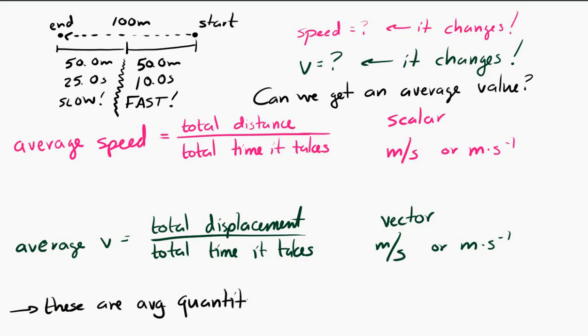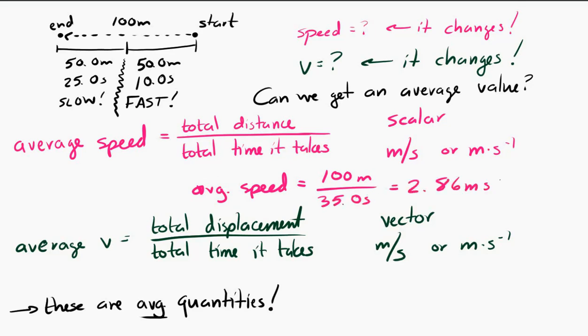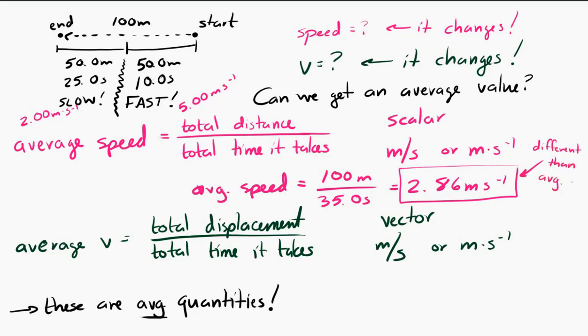So if we were to calculate the average speed for this situation, well, the total distance that was traveled was 100 meters, and the total amount of time that it took was 35 seconds. So the average speed is 2.86 meters per second. Now, if we look at the individual speeds, during the fast part, the speed was 5 meters per second. And during the slow part, the speed was 2 meters per second. So the average speed is different than the speed you had at any time. It's an average of the two.